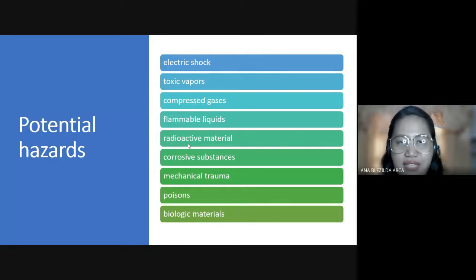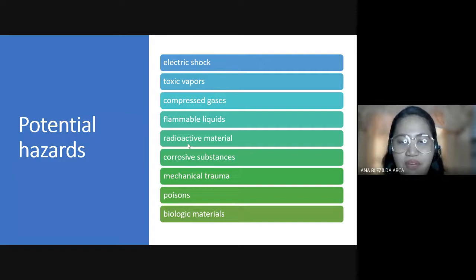And also kasama din diyan ang mga injury that you can get from mechanical trauma. When you say mechanical trauma, an example of this one is the use of equipment called the microtome. That is the equipment that you're going to use to cut tissue sample. So kapag habang nagka-cut ka ng tissue, pwede na mahiwa mo rin ang kamay mo or daliri mo.